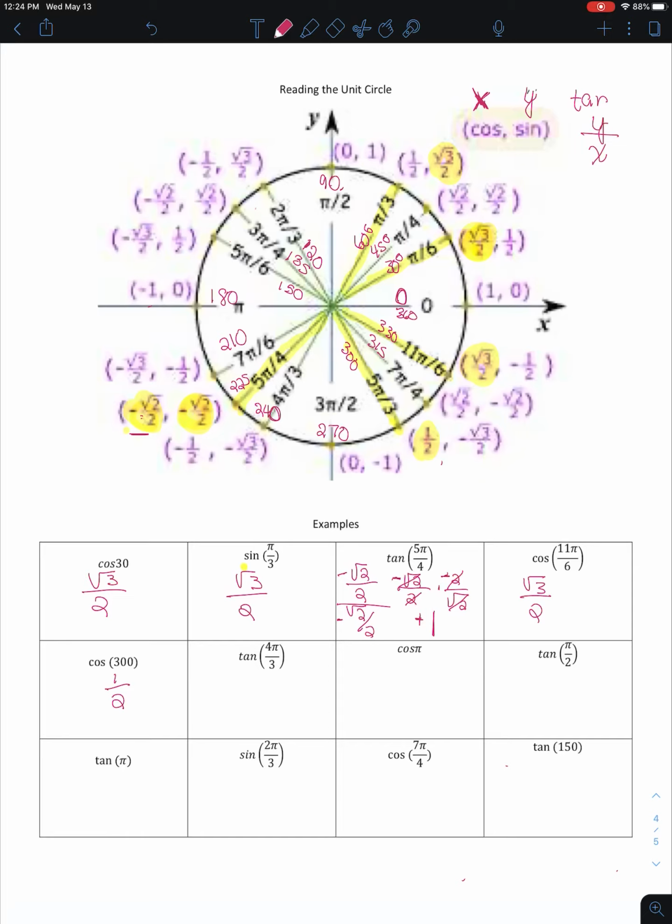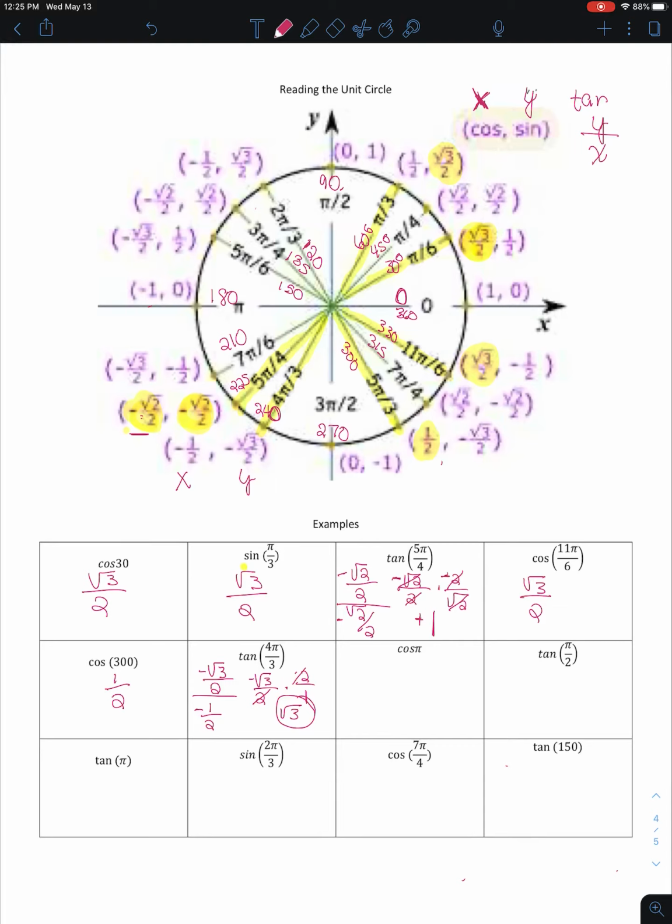Okay, here's another one of those pesky tans where we're going to have to do a little bit of division, but we're going to find 4 pi over 3. 4 pi over 3 is also in the third quadrant, and they're both negative. So it's y over x. So that would be negative radical 3 over 2 divided by negative 1/2. And again, we're going to multiply by the reciprocal, negative 2 over 1. And notice your 2's cancel, and you're left with just simply radical 3. They both were negative, so your answer is going to end up being positive.